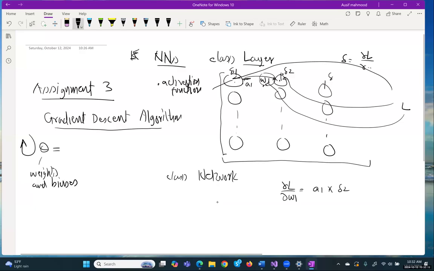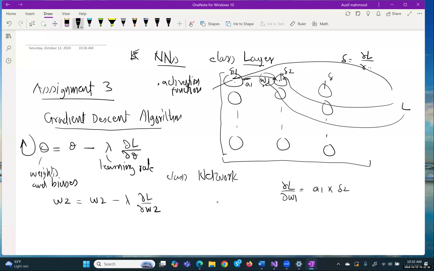The main gradient descent algorithm, if you remember, was theta equals theta minus lambda, which is basically our learning rate, multiplied by partial L over partial theta. For example, if one of the weights is W2, it will be W2 minus lambda times partial L over partial W2.